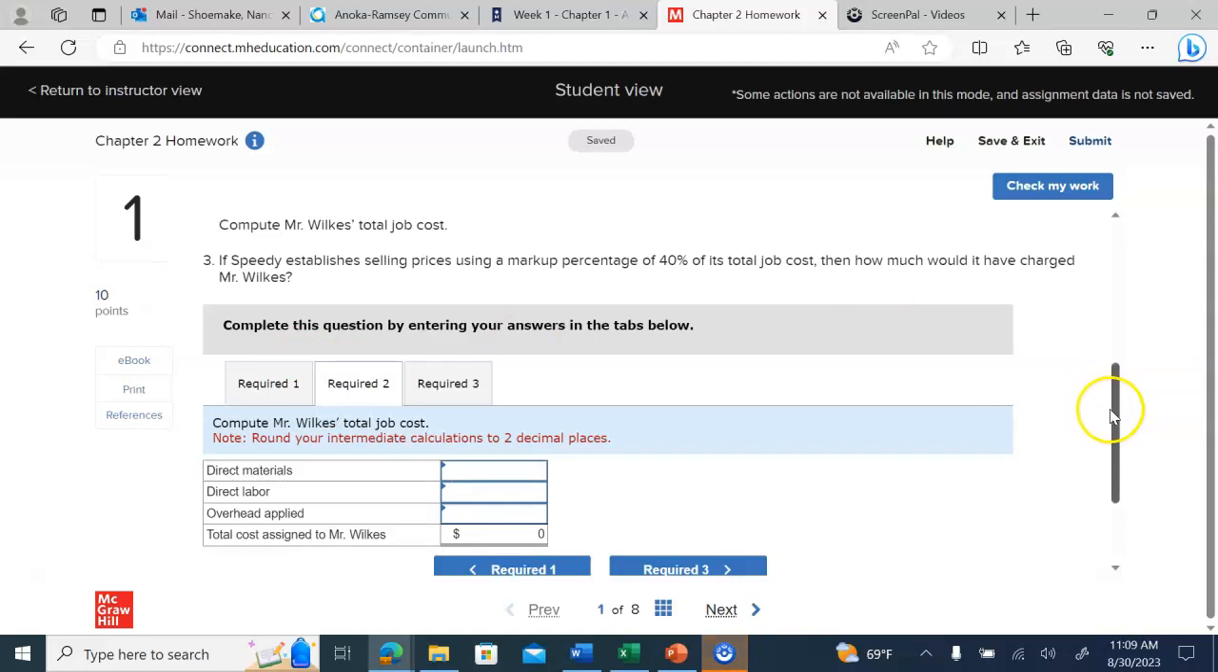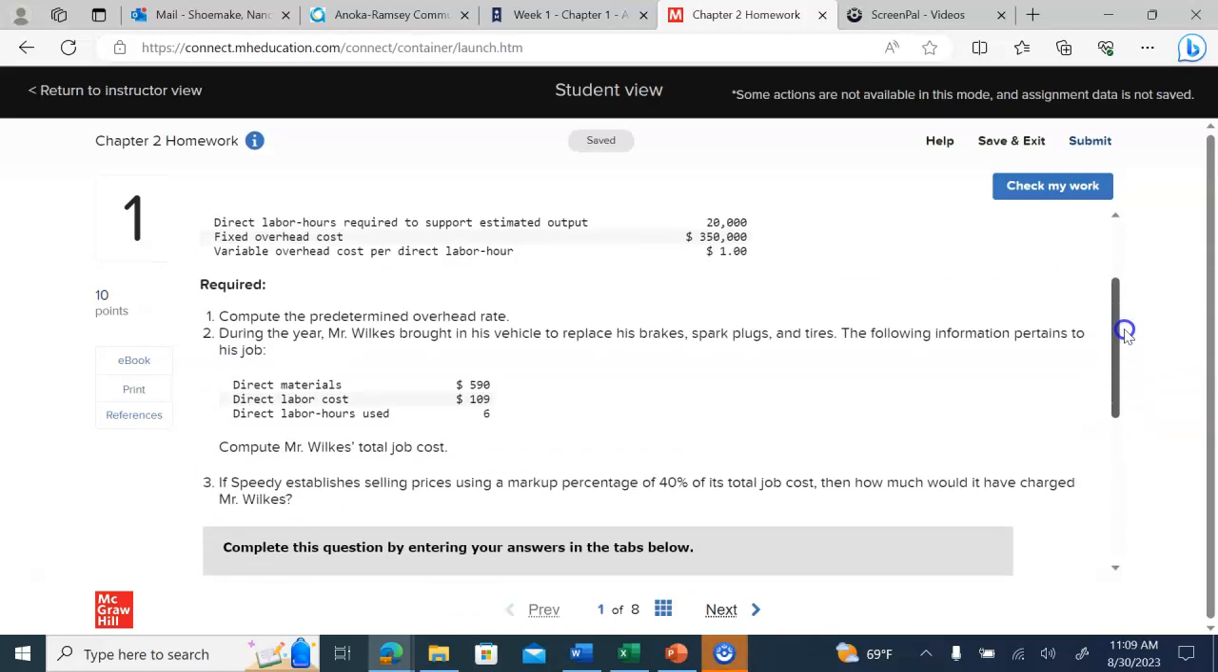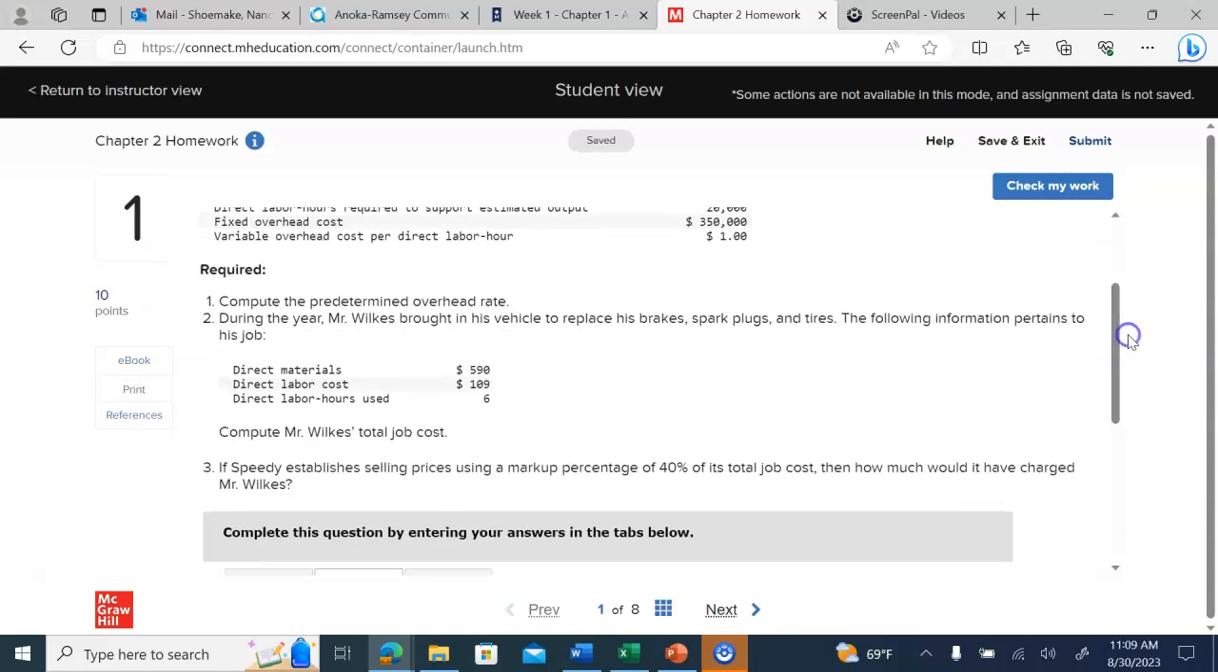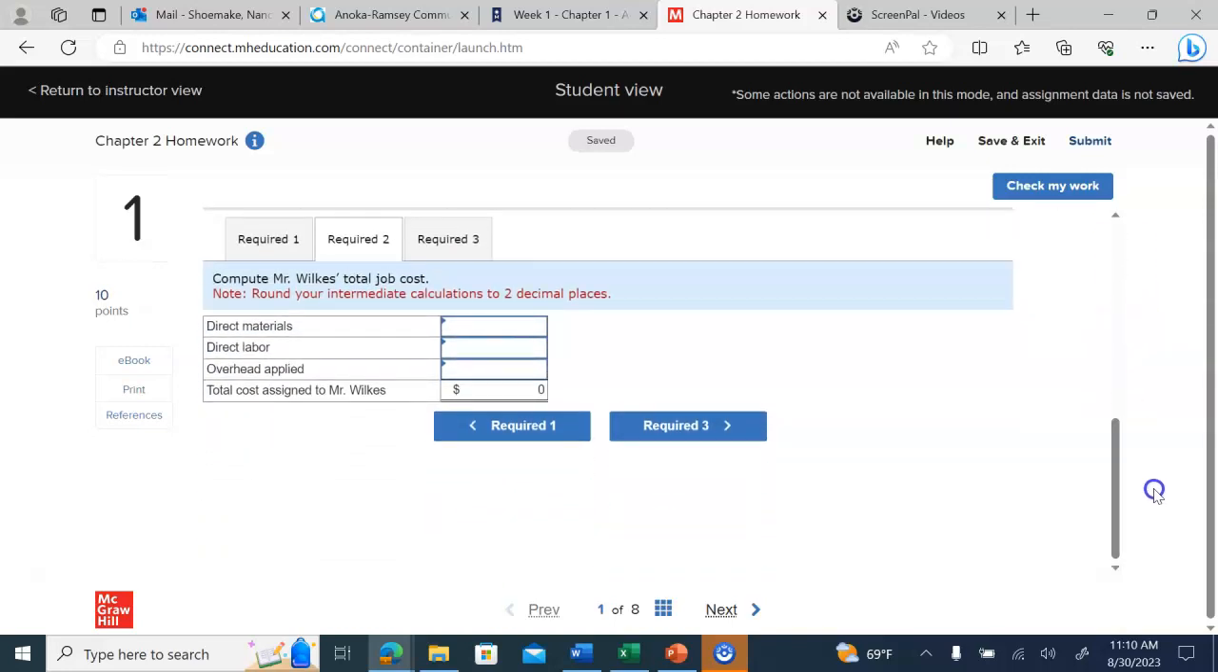Now for requirement 2, it asks us, during the year, Mr. Wilkes brought in his vehicle to replace his brakes, spark plugs, and tires. The following information pertains to his job. The direct materials is the $590. The direct labor cost is $109. And it's telling us the direct labor hours used of 6. We've got to figure out what his cost is.